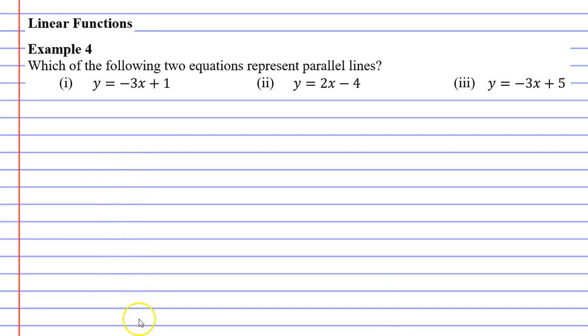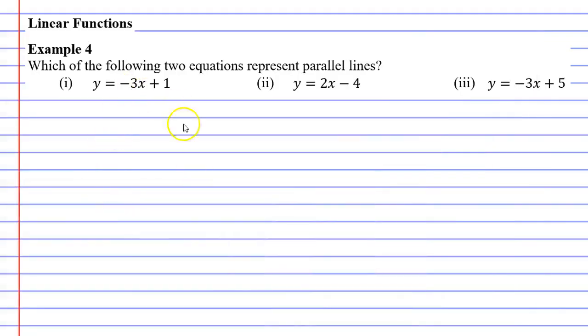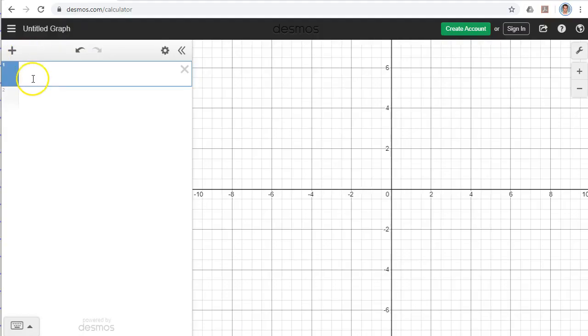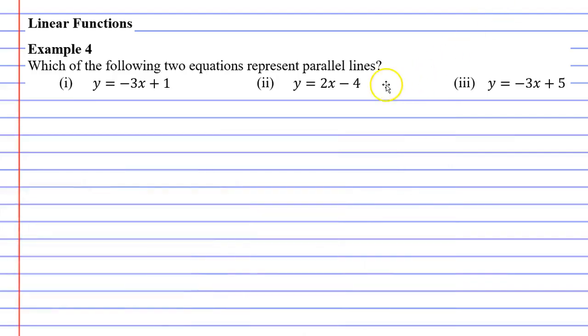Anyway, what I'm going to do is draw the graphs on Desmos, and then we will be able to see which ones are parallel. Let's bring up Desmos. So our equations are negative 3x plus 1. We don't have to put the y in. You can just write negative 3x plus 1 here. Enter. Let's look at the next one, 2x minus 4.